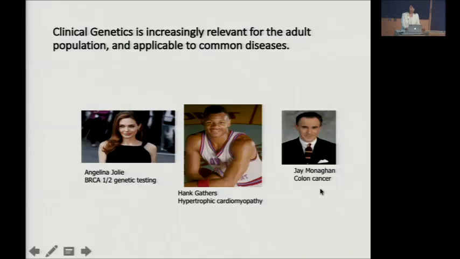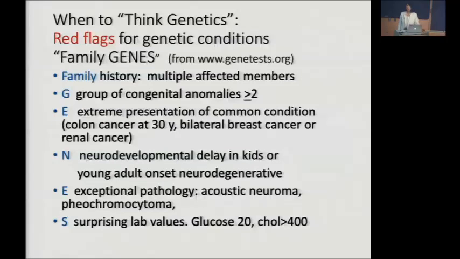And over on the right is, you may not know him by name, Jay Monahan, but I'm sure you know his wife, Katie Couric. Mr. Monahan was a New York lawyer who unfortunately died at a young age from colon cancer, which again was likely from a hereditary cause. So in 1 hour, I cannot teach you to be a geneticist, but I can teach you when to think about genetics.